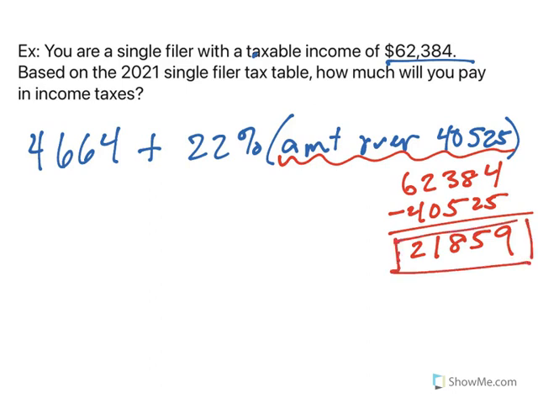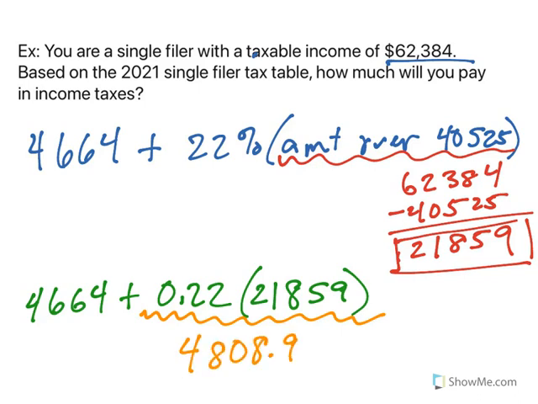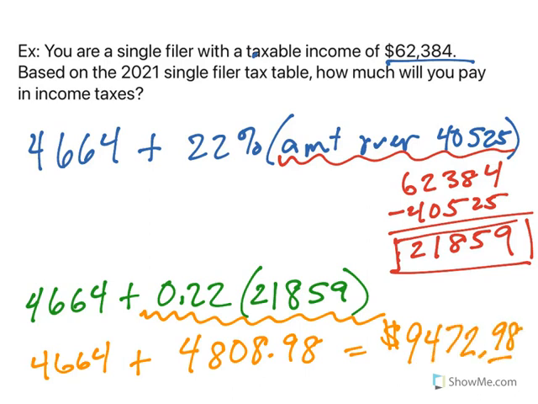Okay, so back to this. Now I'm at $4,664 plus 22%. Let's change that to a decimal and multiply it by 21,859. Order of operations says I should multiply this together first, which is $4,808.98. So I end up with $4,664 plus $4,808.98 for a total income tax of $9,472.98. Again, that's the basics.